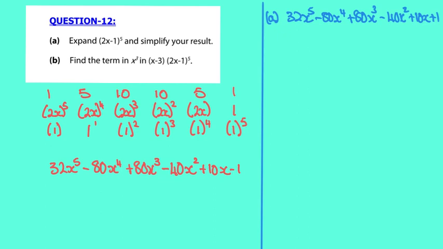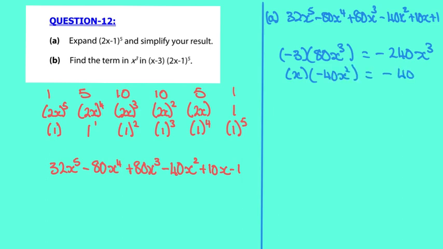Well, if we multiply minus 3 times 80x cubed, that will give us minus 240x cubed. Then x times minus 40x squared will give us minus 40x cubed. Add those two terms together, we get minus 280x cubed, the term we want.